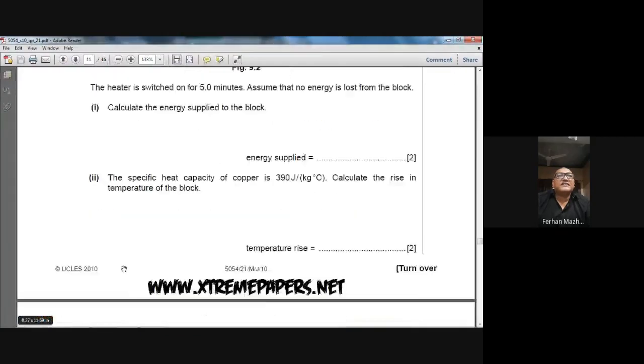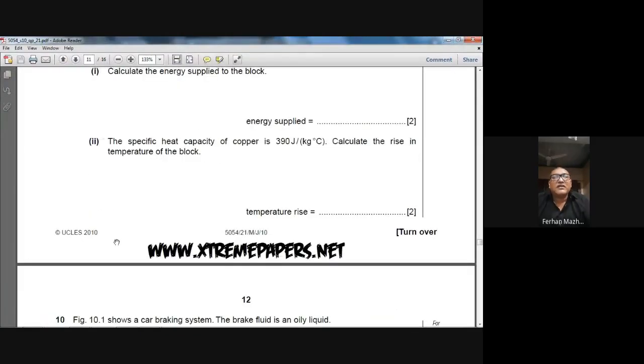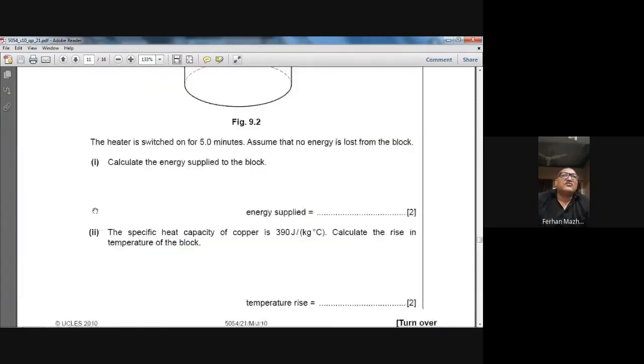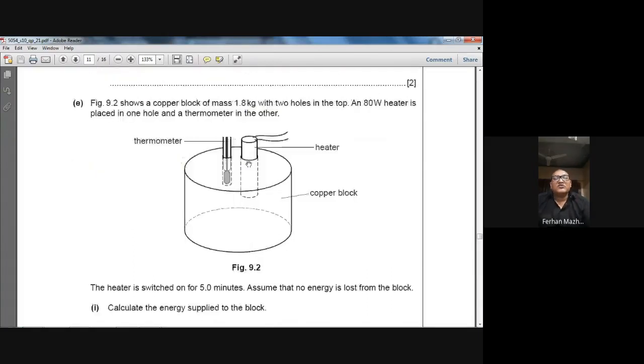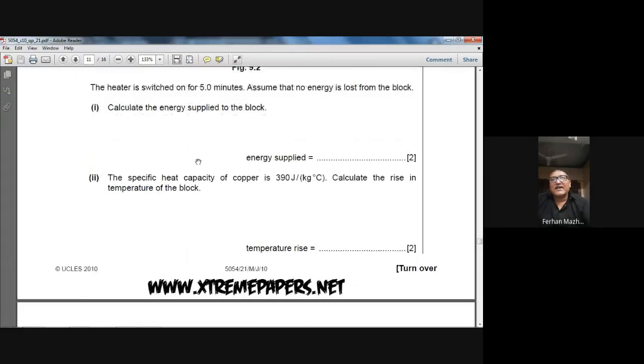And the next part says the specific heat capacity of the copper is 390 joules per kg per degree centigrade. Calculate the rise in the temperature of the block. So, the mass of the block is 1.8 kg, and we know 24,000 joules of energy is given. And he wants us to find out the rise in the temperature, and the specific heat capacity of the copper is also given.